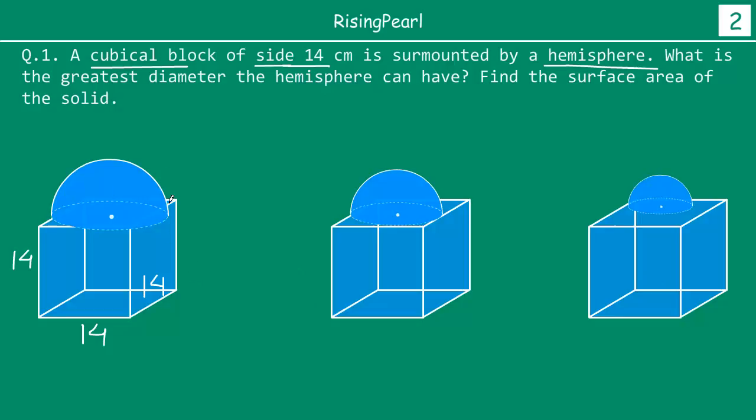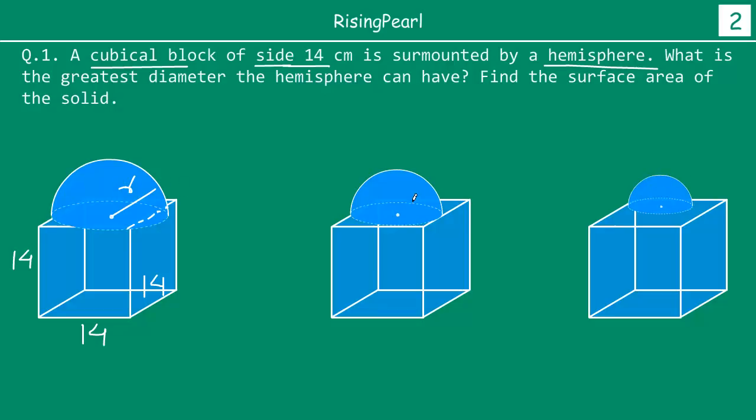Now if you look at the hemisphere, in this case we have taken such a hemisphere. If I think this is the radius r, the hemisphere is actually spilling out of the cube. If you notice, this is the edge of the cube and the hemisphere is spilling out of the cube because the r is so big that it is coming out of the cube. In this case the hemisphere is sitting exactly on top of the cube, and here the hemisphere has a radius which is much smaller, so the hemisphere is well within the cube.